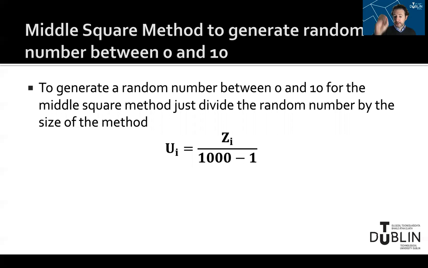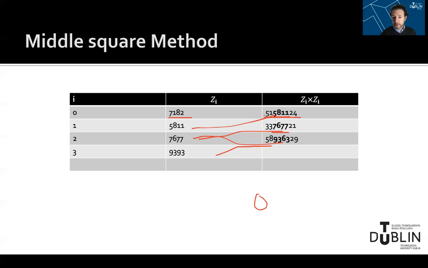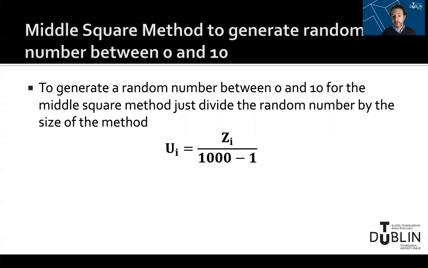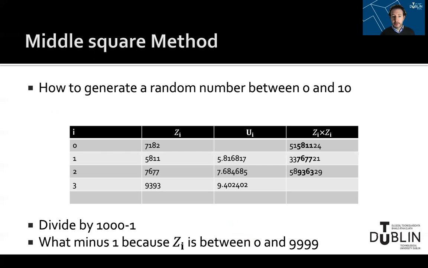To do 0 to 10. So in this example, these numbers were between, in theory, 0 and 9999. So if we divide this by 1,000, we'll have a number between 0 and 999. So that's why you divide by 1,000 minus 1. That's dividing a number between 0 and 999. And as we know, 0 divided by 999 gives us 0. And if you divide 9999 by 999, we're in the right range. All right. So 999. Now, let's have a look at what this looks like.